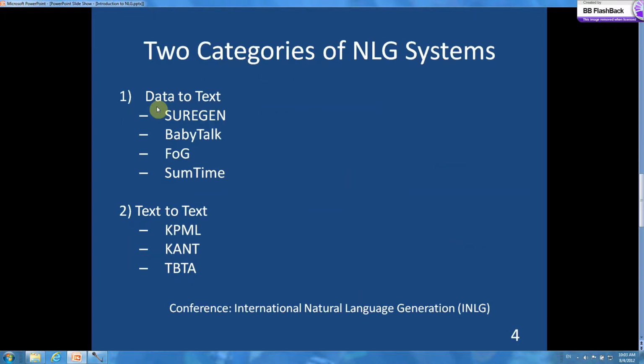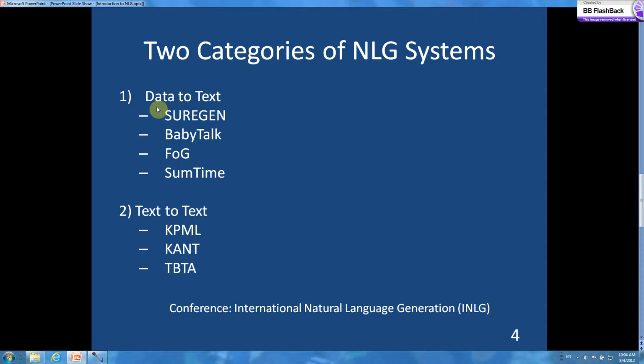There are two broad categories of natural language generation systems. The first one is called data to text, and these systems have been very successful. There are a number of commercial systems like this. These systems begin with a very large array of numbers. The numbers can reflect weather data, or financial data, or medical data, or any type of data.